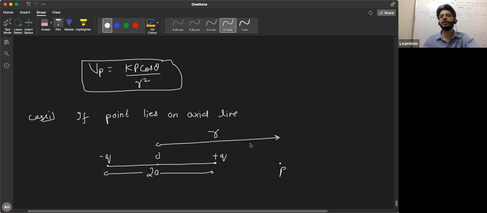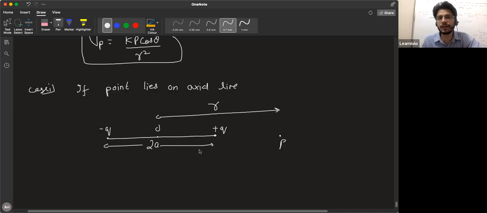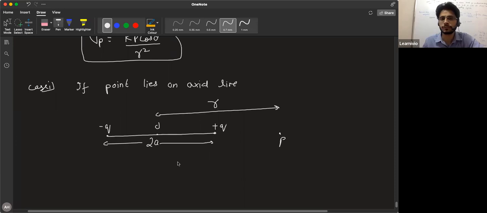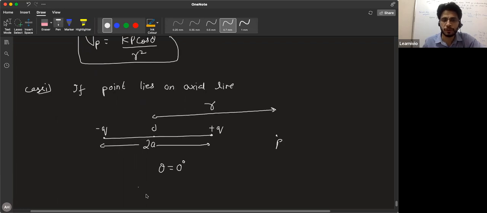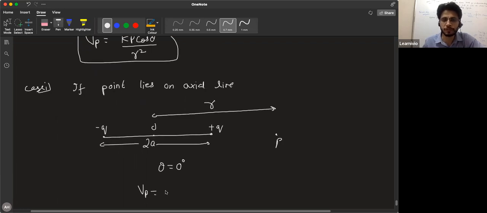So potential at point P: for point P, this angle theta should be 0 degree. If you take a point on the axial line, then your theta is 0 degree. When you substitute this value, Vp becomes Kp cos 0 divided by R square. So your potential is Kp by R square. This is the potential on the axial line of the dipole.